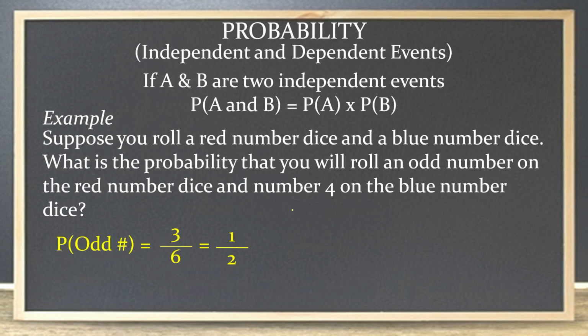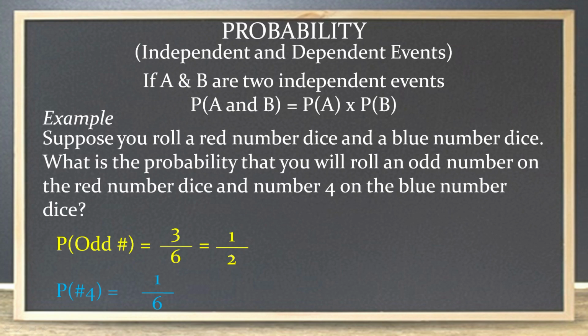Then we are also going to find the probability of obtaining 4 on the blue number dice. The event for that is 1, because we have only one number 4 on the dice. So the probability of obtaining number 4 on the blue number dice is 1 divided by the total outcome, which is 6. Okay.